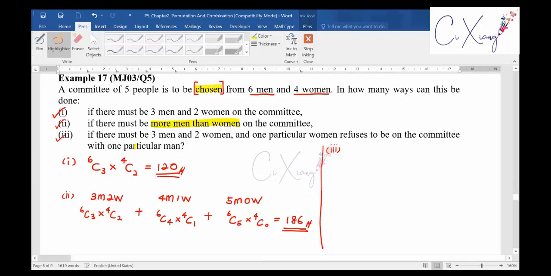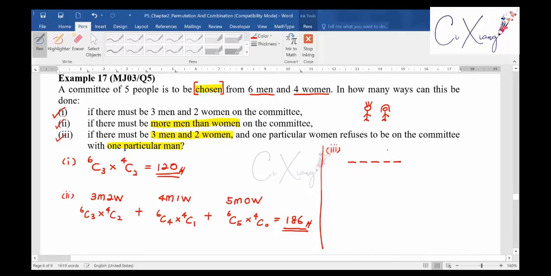They also give us another restriction here. There must be 3 men and 2 women. One particular woman refused to be in the committee with one particular man. I don't know what happened to this woman and man, but generally they don't want to be in the committee together. So now let's say this is the special man here, and this is the special woman. Okay, all right. So now what are the cases that we might have?